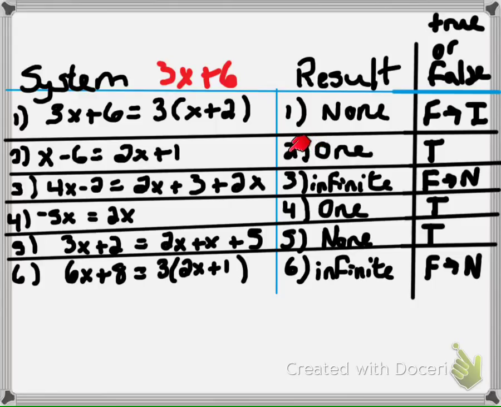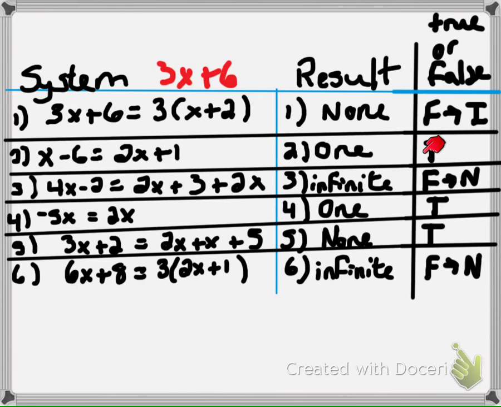Make sure you're watching and listening. On this side, the slope is 1. There's an invisible 1 here. On this side, the slope is 2. Whenever you have a system where the slope is different on both sides, then that means there's only going to be one solution.